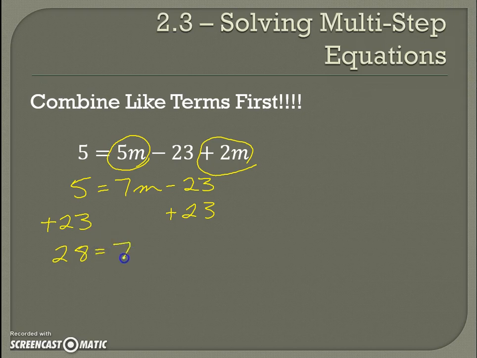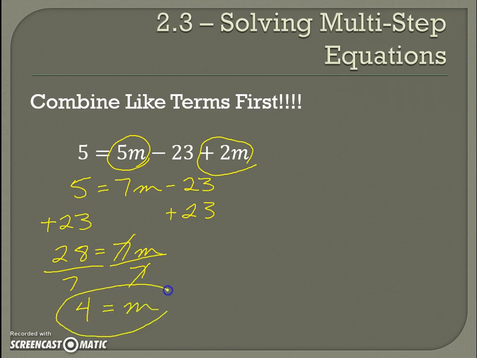And that is 28. And this says 7 times m. So to undo that, I divide by 7. And I am left with m equals 4. And you should go through and check, but for the sake of time, I'm not going to do that. That is correct. So combine the like terms first.